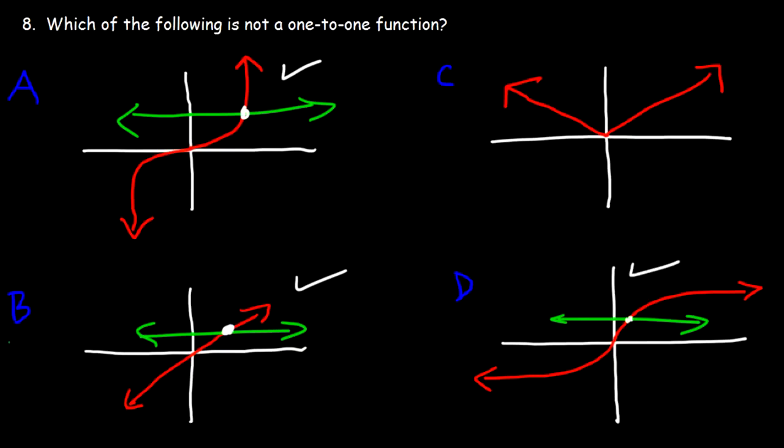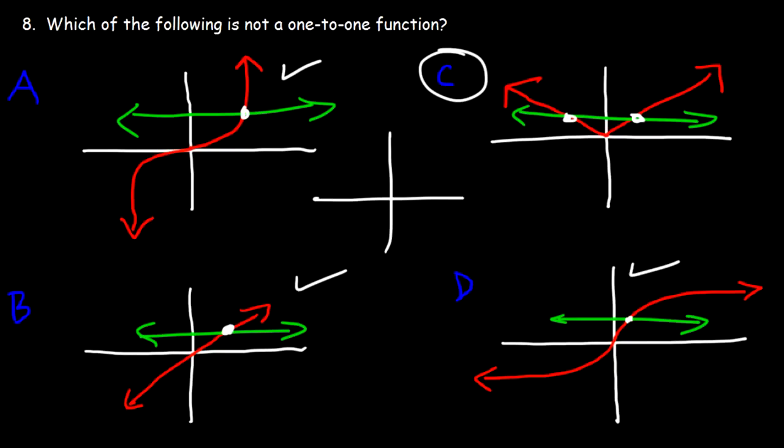Looking at C, it does not pass the horizontal line test. It touches the horizontal line at 2 points. So therefore, C is the answer. C is not a one-to-one function. If you were to draw the inverse function for C, it will look something like this. And since C is not a one-to-one function, since C doesn't pass the horizontal line test, the inverse will not pass the vertical line test. And so the inverse function is not a function.